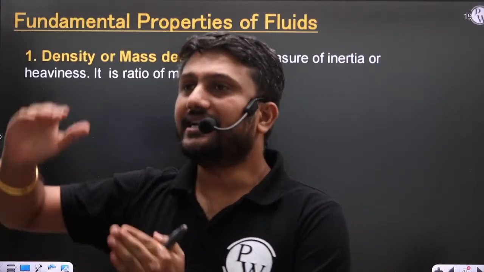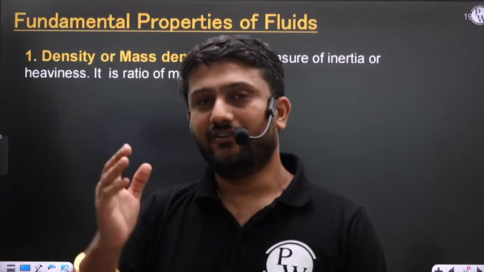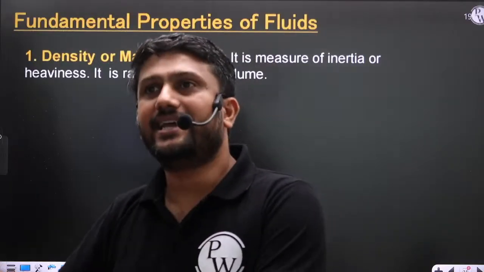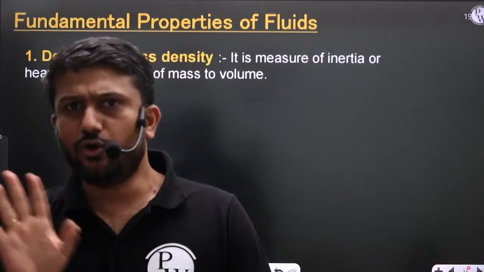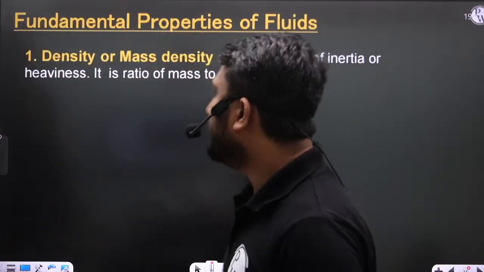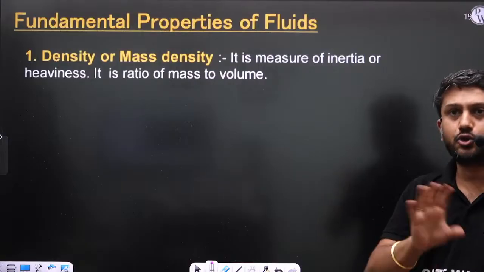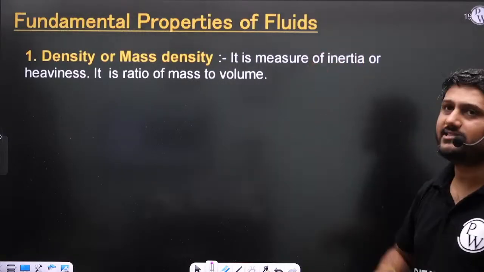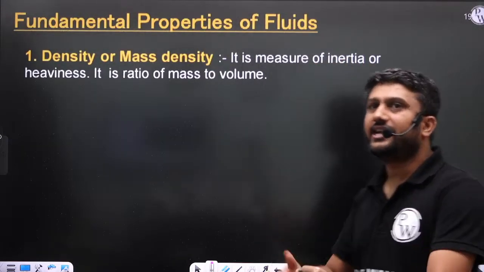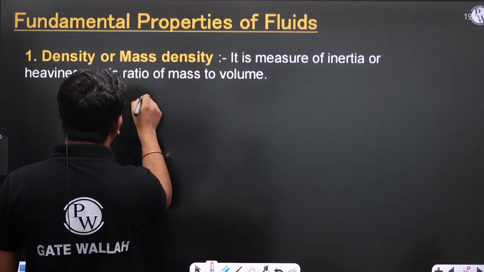Right, so the density or mass density, we know that density is nothing but the mass per unit volume, but what is the actual significance of the density? It shows the inertia, or heaviness of a substance, and it is a ratio of mass per unit volume.